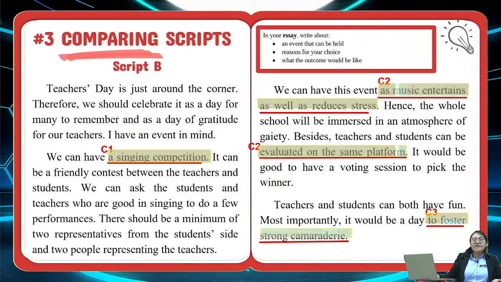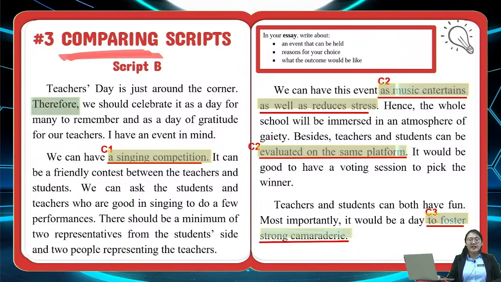For communicative achievement, unlike script A, script A started off the essay with "our class has been disgusting." But as for script B, you can see it started off with a generous statement about Teacher's Day. Teacher's Day is just around the corner. So if we compare script A with script B, script B is more formal in this case.